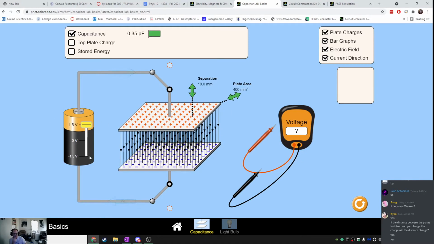Delta V is staying the same, but because electric field is delta V over D, the smaller this distance is, the bigger that field's going to get. All right, for now, I think this is all we can really do with this. What we're going to do next is see what happens when I connect a bunch of these, and I'm going to try to get you to predict the voltage that you're going to measure. But we've got to learn some other stuff before we can do that.